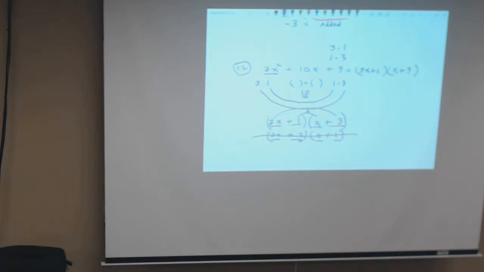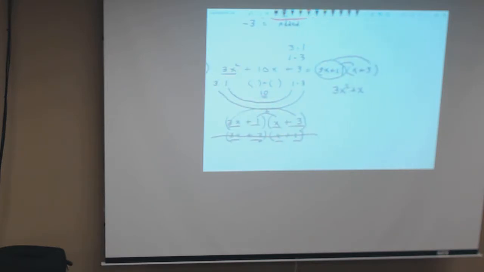And if you didn't learn the FOIL method, then you can say, okay, once I have my answer, I can take this times the first term, that's 3x squared plus x. Then I take this whole thing times the second term, and that's plus 9x plus 3, and put those two together, and I get 3x squared plus 10x plus 3. And that was what we started with.